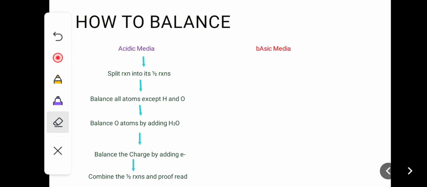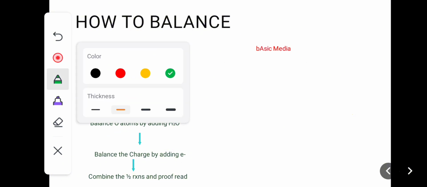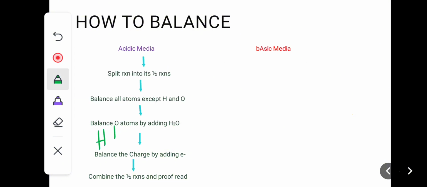I missed one step. After you balance the oxygen by adding water, the next step is that you now balance the hydrogen by adding H plus ions.